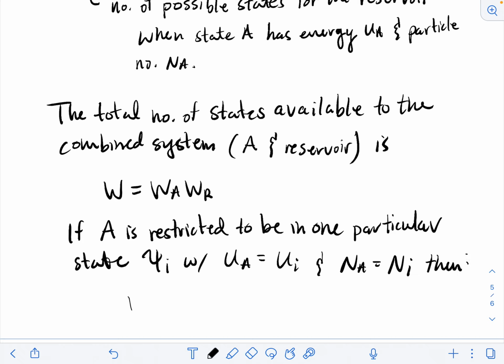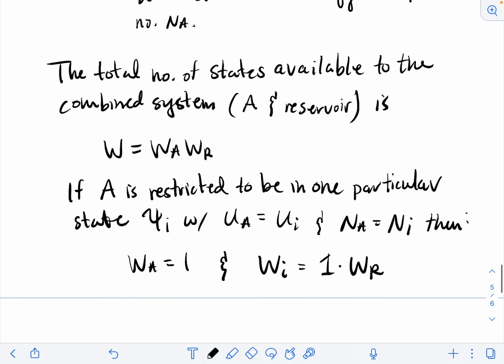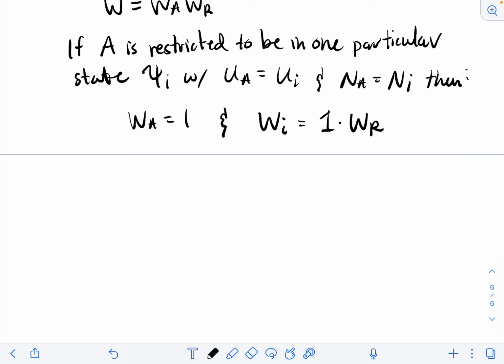Then WA is just equal to 1. We've picked exactly what its state is. And that means that WI is equal to 1 times WR. And so WI is the number of states of the combined system when we've forced system A to be in state phi I. Okay, so then in that case, WI is equal to alpha prime e to the minus UI minus mu NI over kBT.